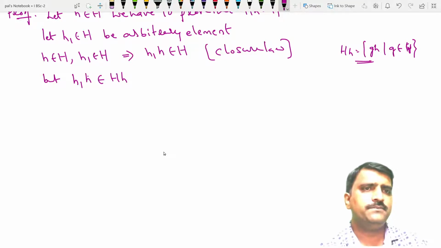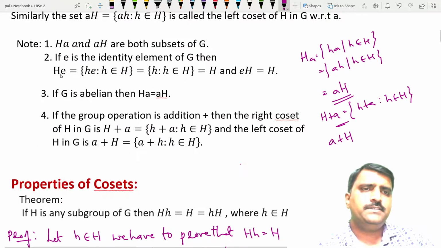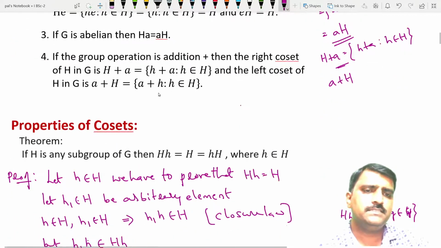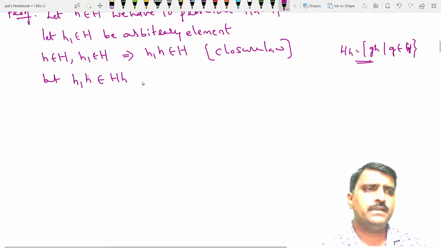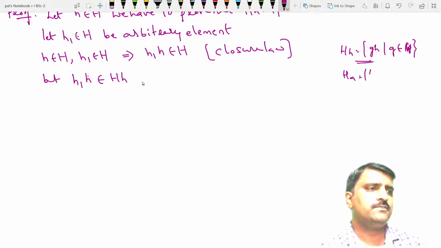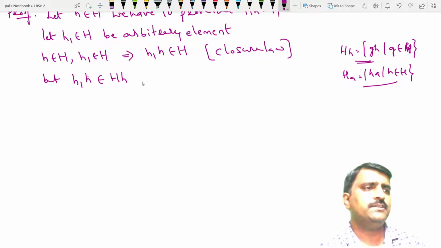It is the same as how we defined it earlier: Ha is equal to ha such that h is an element of H. Similarly here, Hh is equal to gh such that g is an element of H. This can get confusing, so it is easy to analyze this way: if h1 is in H, then h1h is an element of H.